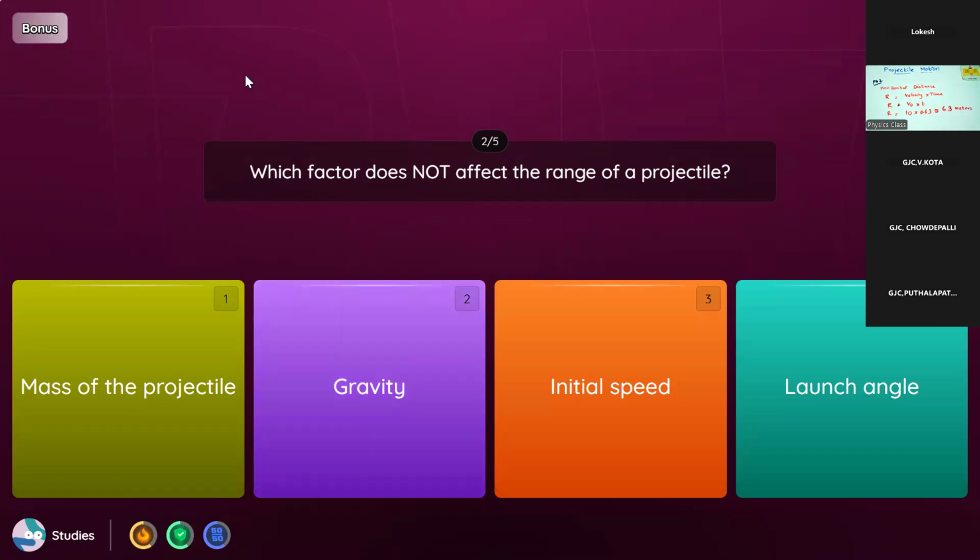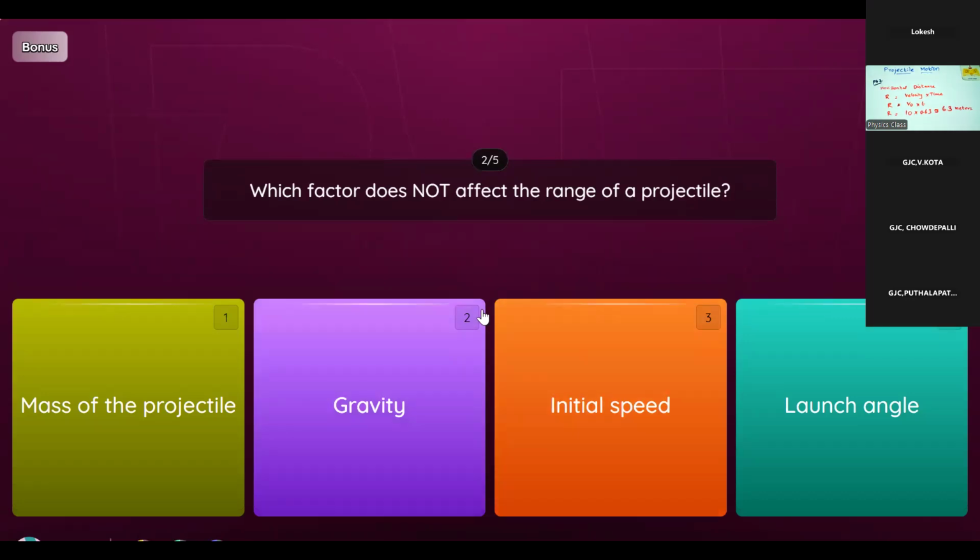Which factor does not affect the range of projectile? Mass of the projectile, gravity, initial speed, launch angle. Another one, very easy and super question. Quick response.